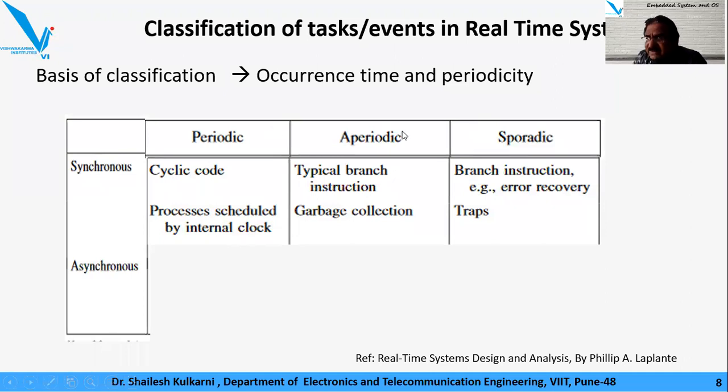Synchronous aperiodic activity is something like a typical branch instruction. Why is it a typical branch instruction? Because you never know. It is certainly going to happen, but at what point of time the branching will happen is not certain. Branch would happen, but at what point of time is not known. So there is no regular interval for its arrival. Being synchronous, synchronous aperiodic happens to be a typical branch instruction. As well, garbage collection is one of the examples given.